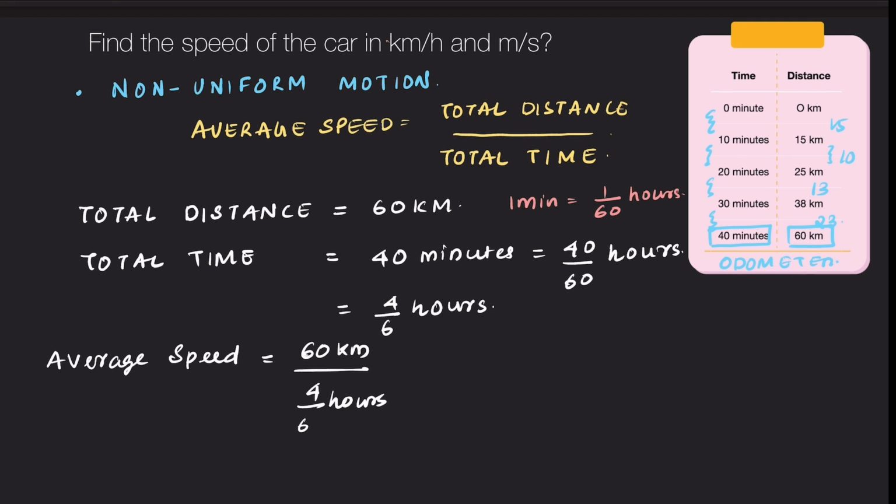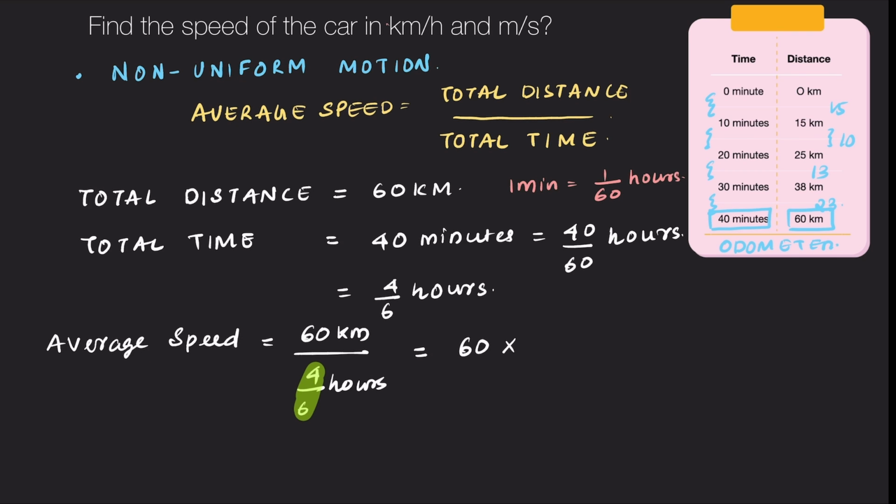Dividing by a fraction is the same as multiplying by its reciprocal. So 60 times 6 by 4. 4 goes 15 times in 60, and 15 into 6 we get 90 kilometer per hour. So the average speed is 90 kilometers per hour, but we also need the answer in meter per second. We know the conversion factor. Remember, 1 kilometer per hour is 5 by 18 meter per second.